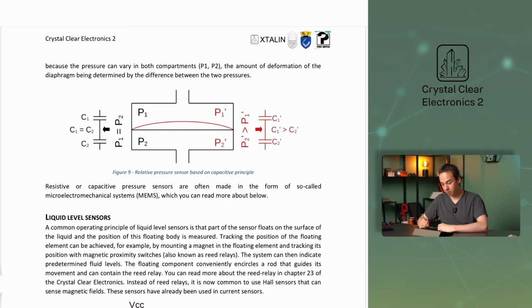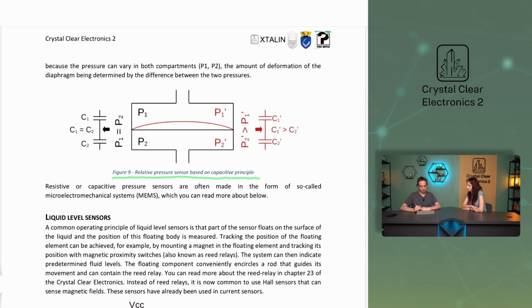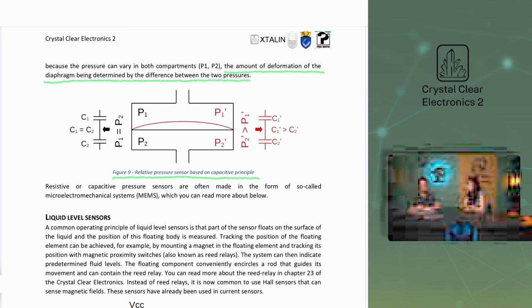Here, you can see the block diagram of a relative pressure sensor based on the capacitive principle, but an absolute pressure sensor can also be made using this principle. The sensor is relative because the pressure that we have indicated with P1 and P2 can vary in both compartments. The amount of deformation of the diaphragm being determined by the difference between the two pressures. Resistive or capacitive pressure sensors are often made in the form of so-called microelectromechanical systems, which you can hear more about in the following.